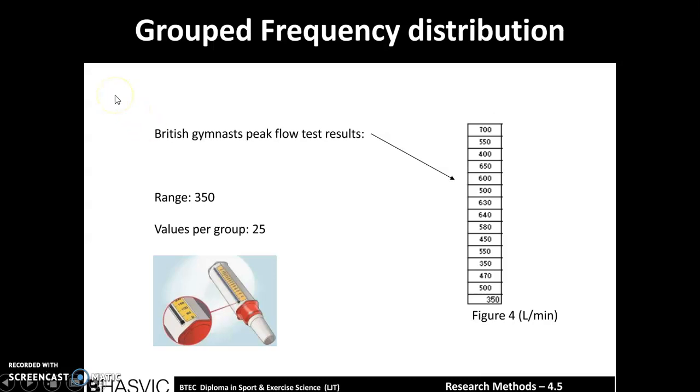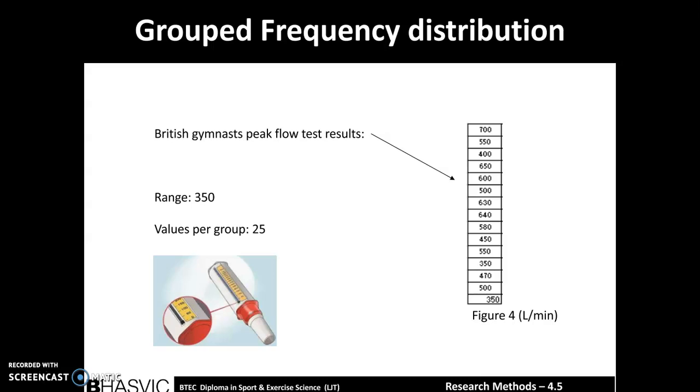Much like the previously mentioned methods, when a researcher refers back to this initial stage of analysis, the data will be clearly grouped together to avoid a lack of clarity and to eventually easily draw conclusions in the later stages. For example, a study looking into the peak flow results of British gymnasts may have their data organised into group frequencies. Therefore, as seen in figure 4, the researcher would take the highest value of 700 and subtract the smallest value of 350 from that. As a result, now that the range has been calculated, the researcher can then divide this number by the number of groups that they would like to determine.